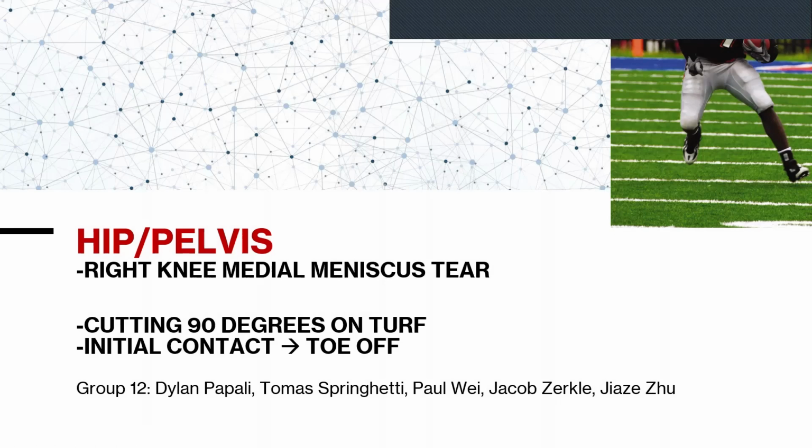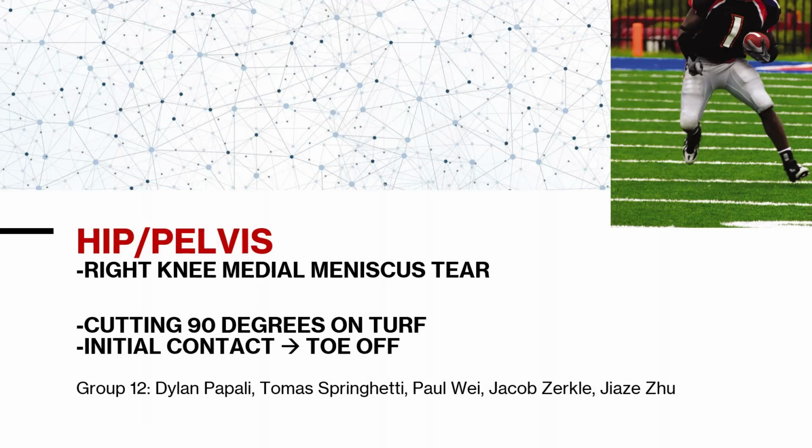Our group undertook the biomechanical evaluation of what is occurring at the hip or pelvis joint in both a healthy condition and a pathological condition, of which a right knee medial meniscus tear is occurring when cutting 90 degrees on turf, such as when a football player does this. Our phases of interest to analyze are initial contact to toe off. Our group consists of Dylan Papali, Tomas Springhetti, Paul Way, myself, Jacob Zerkle, and Jiaze Zhu.